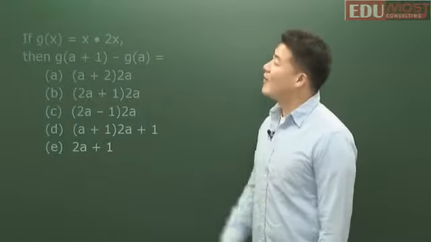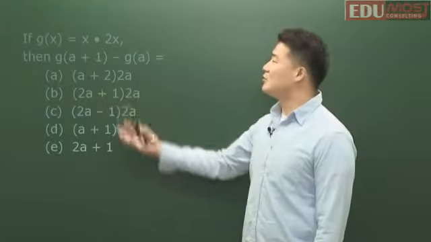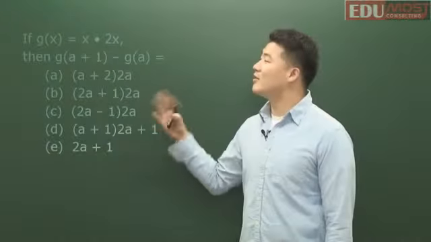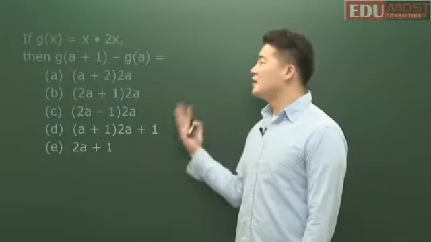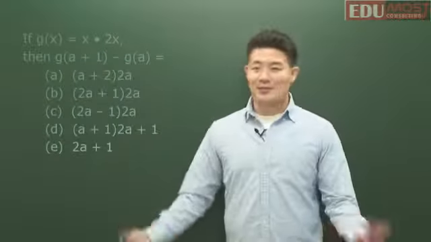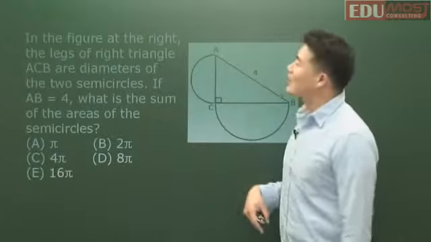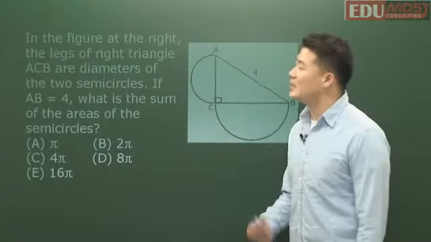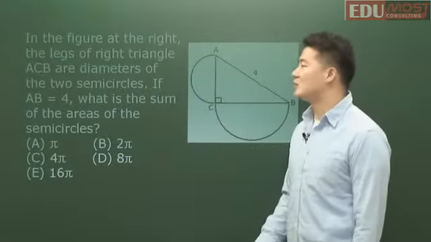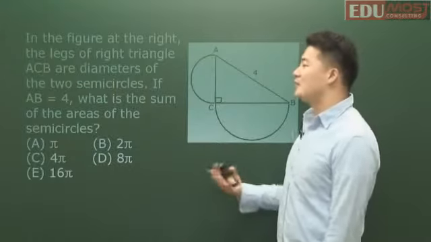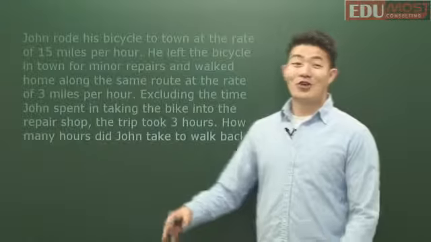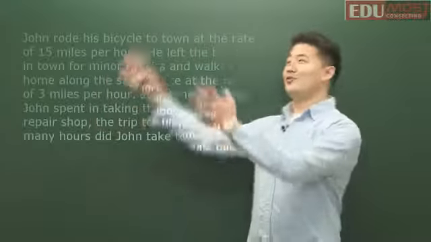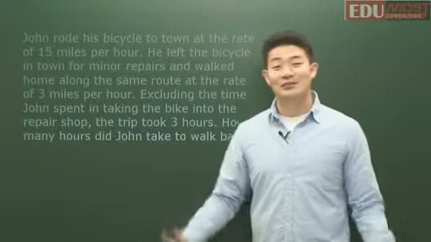For example, it says if g of x is equal to x times 2 to the x power, then g of a plus 1 minus g of a is equal to, etc. Right? So this type of problem. Next one, the figure at the right, the legs of a right triangle ACB are diameters of two semicircles. If AB is equal to 4, what is the sum of the areas of semicircles, etc., etc., right? And then we have long problems that are like huge, right? That take up the whole screen as well.